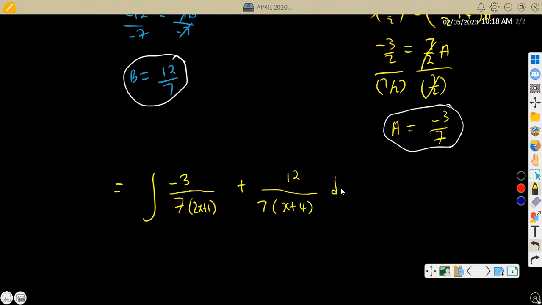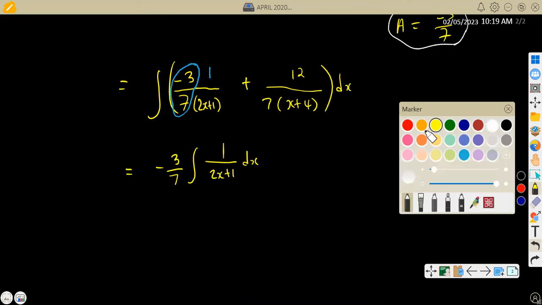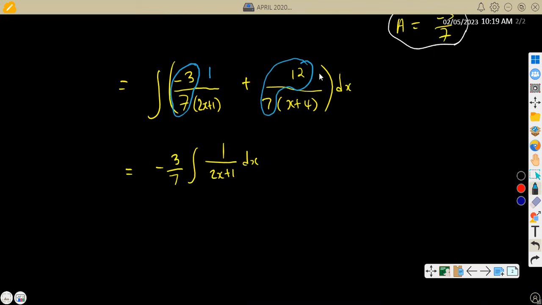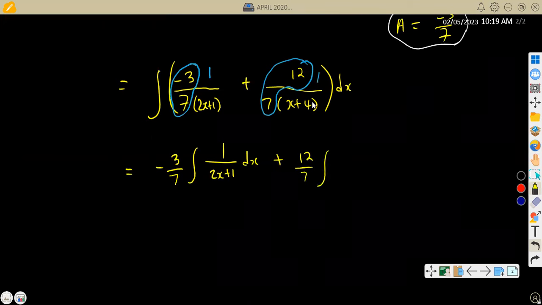So we integrate this with respect to x, everything. Okay, so for you not to confuse, guys, it's just the same way as writing like this, minus 3 over 7 like this. The integral of, you remove this 3 over 7, negative 3 over 7. So what do you remain with if you remove this? You remain with 1 over 2x plus 1 like this. You integrate this. You move on to the same thing. If you remove this 12 over 7, what do you remain with? You remain with 1 over x plus 4. So it is going to be plus 12 over 7 out of the integral. Then you remain with 1 over x plus 4, so that you can integrate properly without these constant terms.